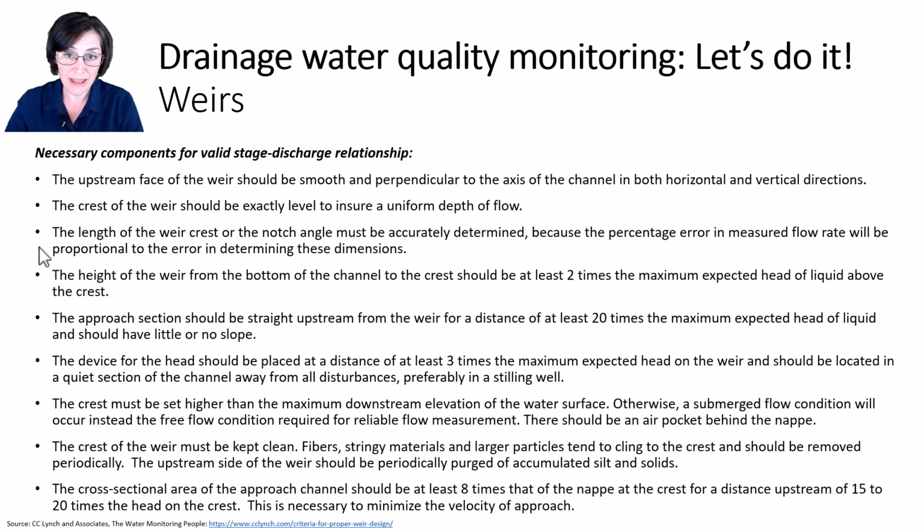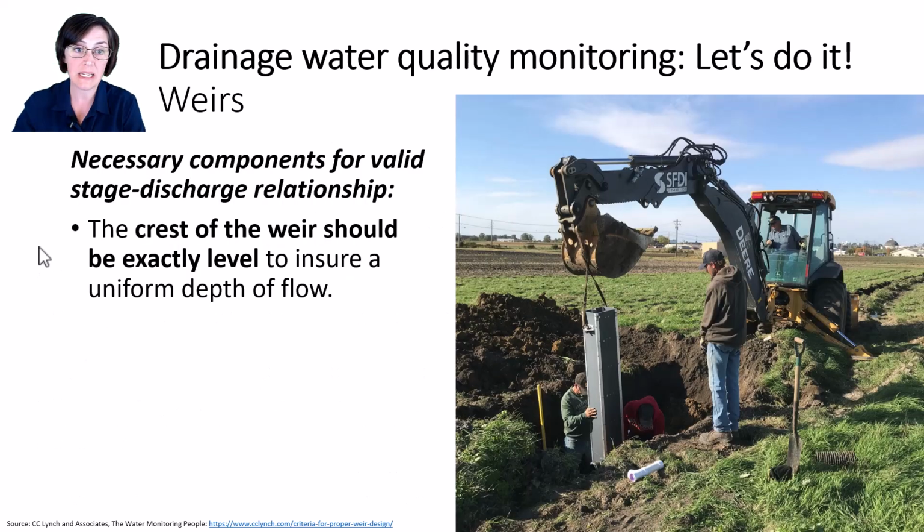Now, take a breath because there is a lot of text on this slide. There are many criteria that need to be met to be able to validly use a weir equation to monitor flow rate. You should read the whole list if you're planning to use a weir to monitor flow, but I will highlight some of the biggies. You need the weir to be exactly level because remember you're measuring water depth over that weir, and water will always find a level even if your control structure is crooked or not plumb.